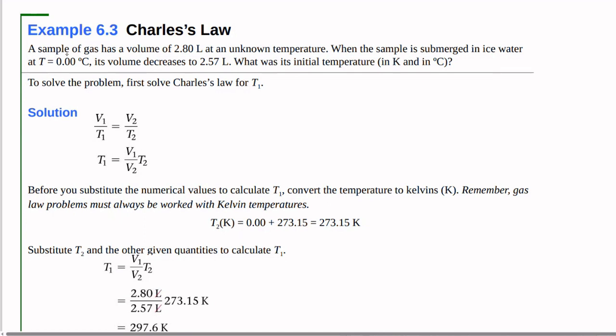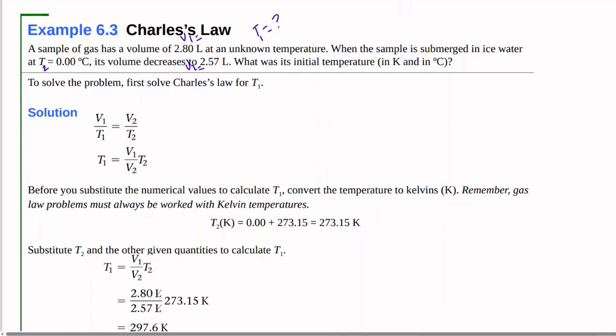So our T2 would be 0 degrees C, and our V2 would be 2.57 liters. Our V1 is equal to 2.80 liters, and what we need to calculate is T1. So what is the initial temperature in Kelvin and in Celsius?